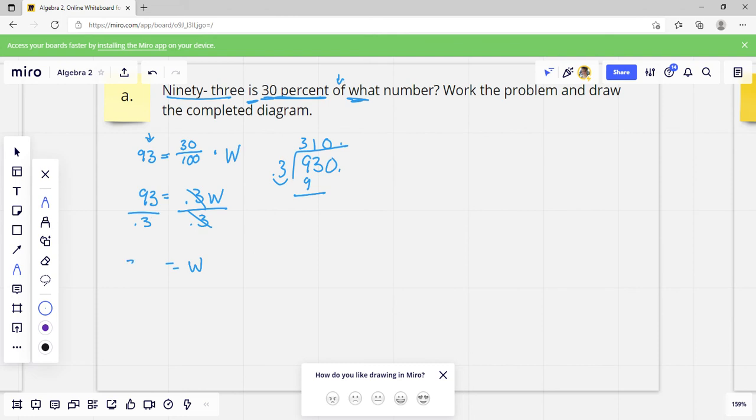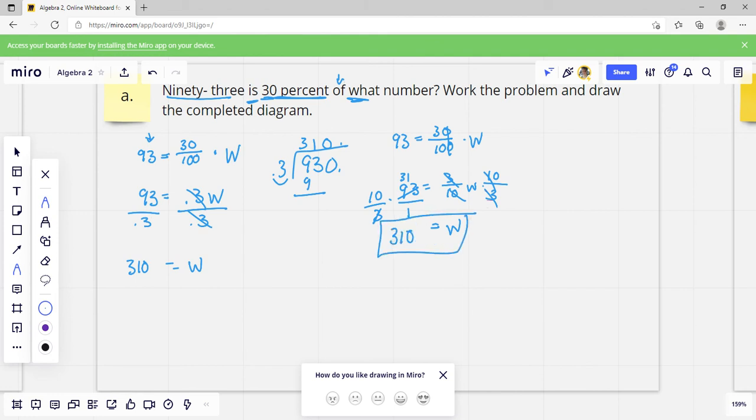310. Okay, if I wanted to do it the other way, I could say 93 equals 30 over 100 times W. I could reduce that fraction to 93 equals 3 over 10 W, and then I just flip and multiply. Right? And those cancel each other. And we get W. So we make that 93 over 1. Now, if I wanted to cancel right here, I could say 3 goes into 93 31 times, and then 31 times 10 is 310.